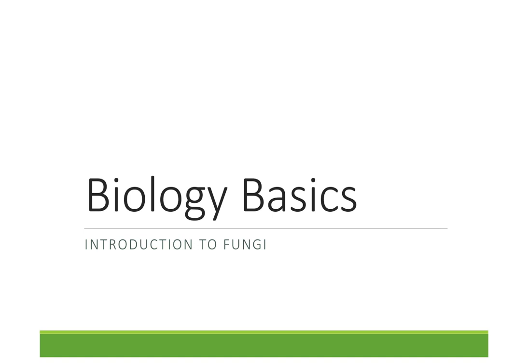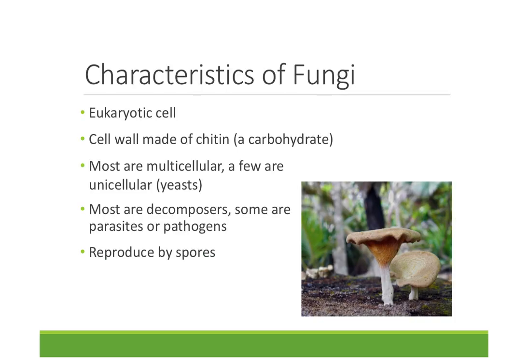In this video, I want to introduce you to the key characteristics of organisms found in kingdom fungi. All fungi share certain characteristics. They are eukaryotic cells, so they have a nucleus and various other membrane-bound organelles. They have cell walls, but they are cell walls made of chitin, which, although it is a carbohydrate, is different than the cellulose we find in the cell walls of plant cells.